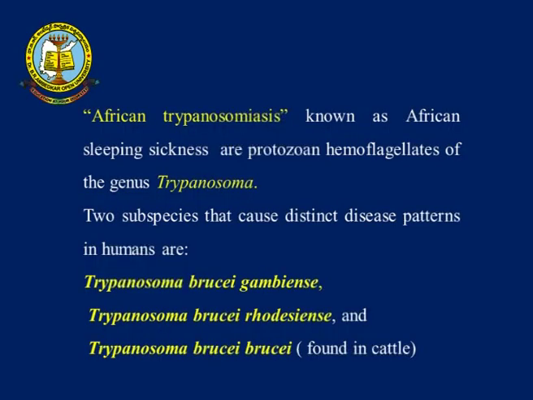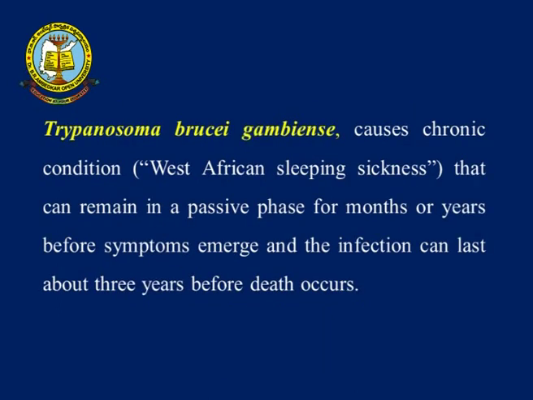This is also known as a very dangerous disease called African sleeping sickness, caused by protozoan hemoflagellates of genus Trypanosoma. It has two subspecies which cause distinct disease patterns: Trypanosoma brucei gambiense and Trypanosoma brucei rhodesiense. Brucei is found only in cattle, so we will be talking a little bit about gambiense here. This causes a chronic condition, West African sleeping sickness, because Gambia is in West Africa, and it can remain in a passive phase for months or years.